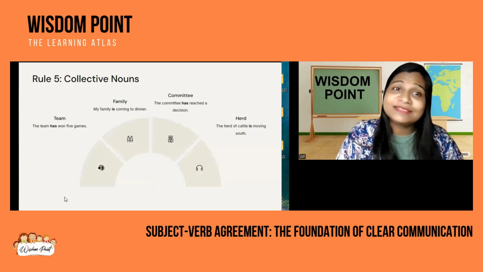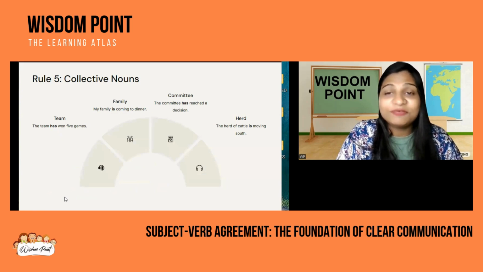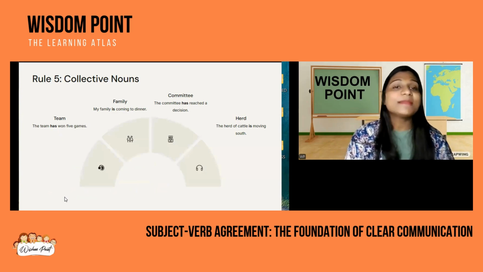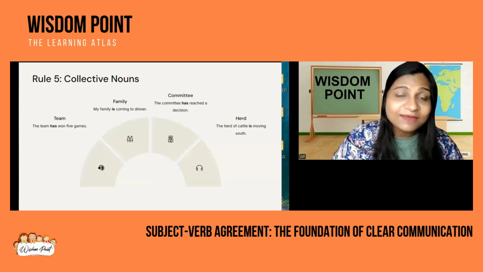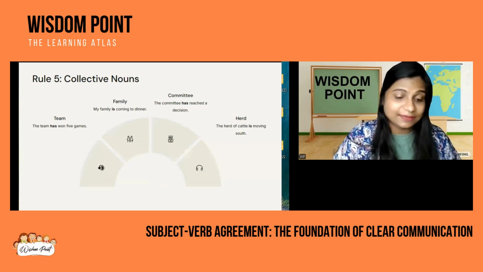Now, collective noun. This is very interesting. Let me tell you one thing, okay? A lot of students find difficulty in identifying the subject, whether it is singular or plural, because of the collective noun. Now, what is collective noun? Collective nouns refer to a group considered as a single entity.